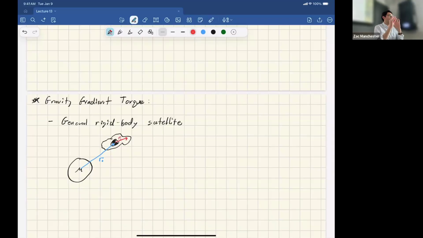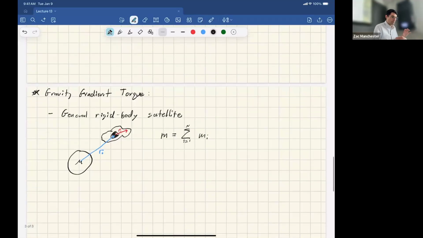And then each little mass element is an M sub i. I'm doing this hand-wavy, assuming a discrete sum. In general, it would be an integral, but you can discretize it as finely as you want and get the right answer. So the total mass of the satellite is the sum from i equals 1 to n particles of these m_i's. And then we've got these little r_i's to each little mass speck in the satellite.